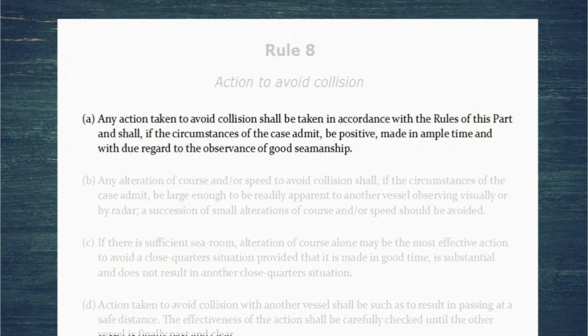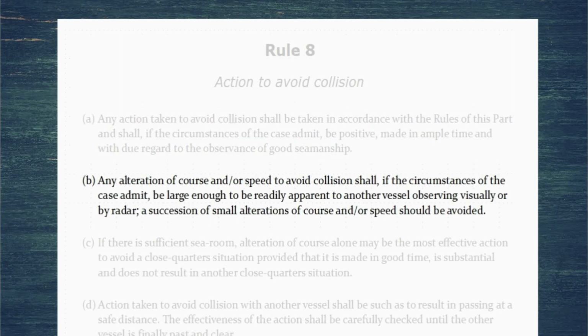Any action taken to avoid collision shall be taken in accordance with the rules of this part and shall, if the circumstances of the case admit, be positive, made in ample time, and with due regard to the observance of good seamanship. This paragraph is very much the common sense paragraph. Obviously, in accordance with the rules of this part means the action needs to comply with the rules, we know that. It needs to be positive, in ample time, and you've still got to observe good seamanship. It's all stuff we already know.